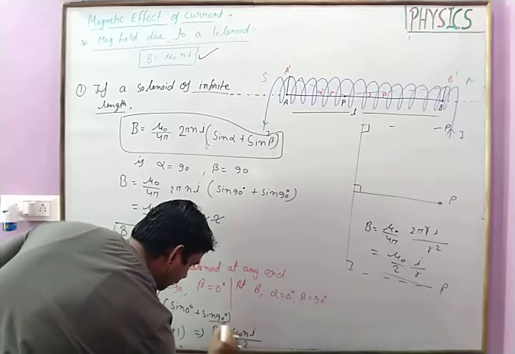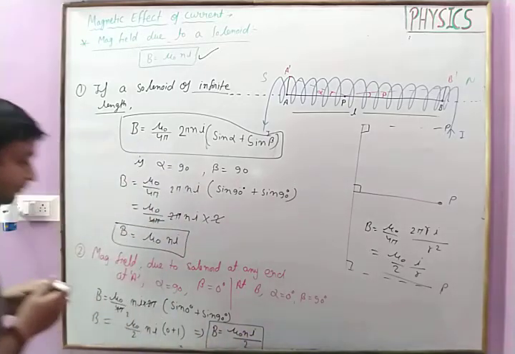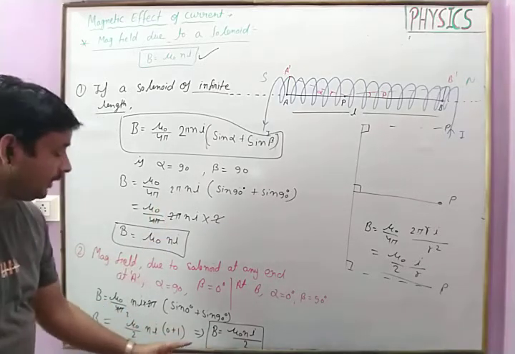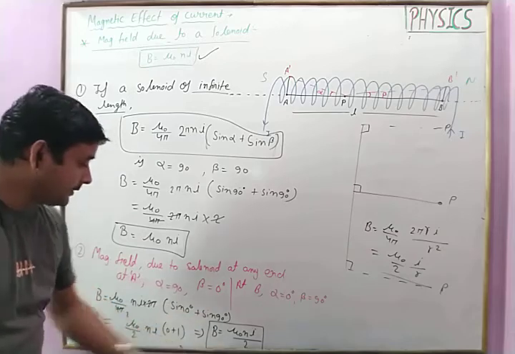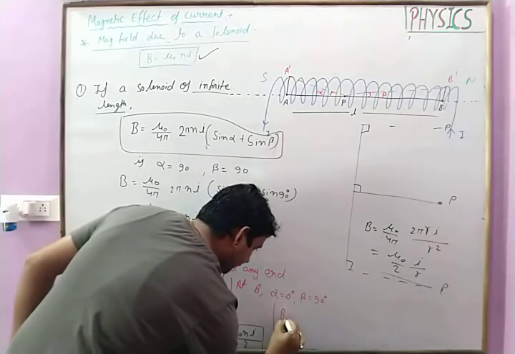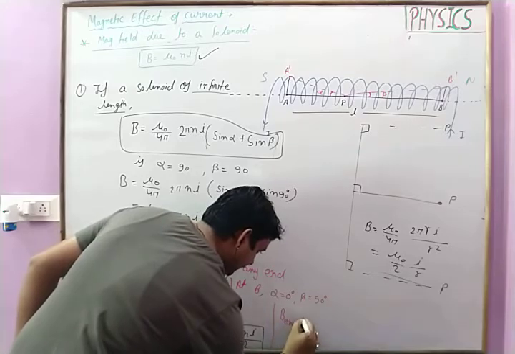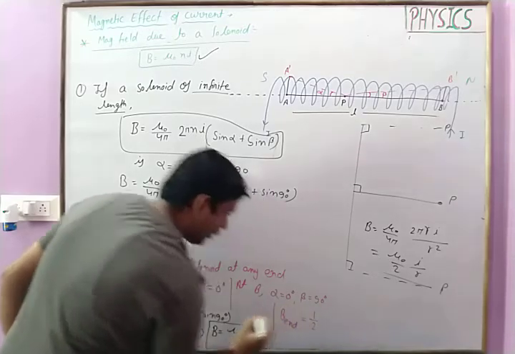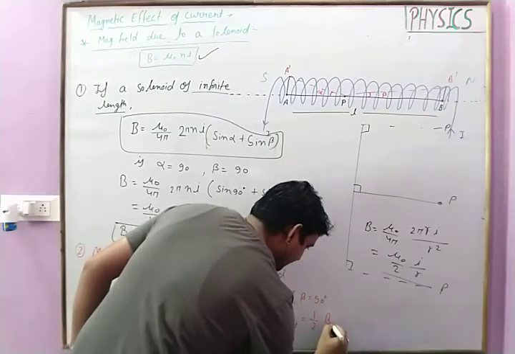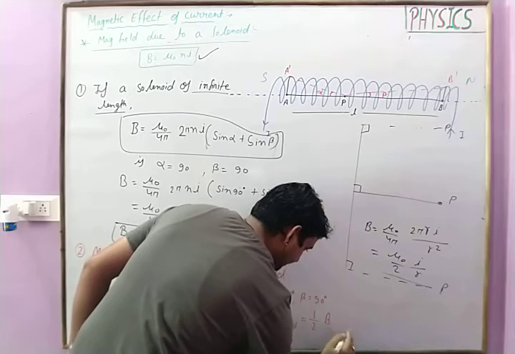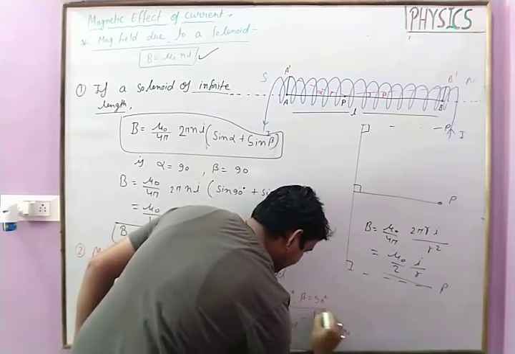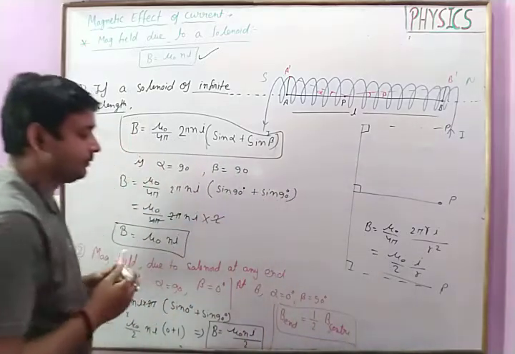This is the magnetic field which is equal to B is equal to mu naught N i upon 2. Hence, the magnetic field due to an infinitely long solenoid at any end is equal to half of the magnetic field in general, or we say at the center of the solenoid. Just copy this.